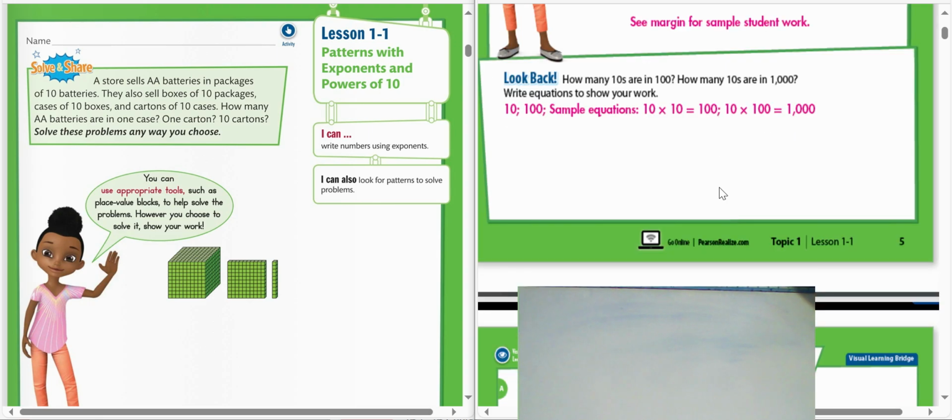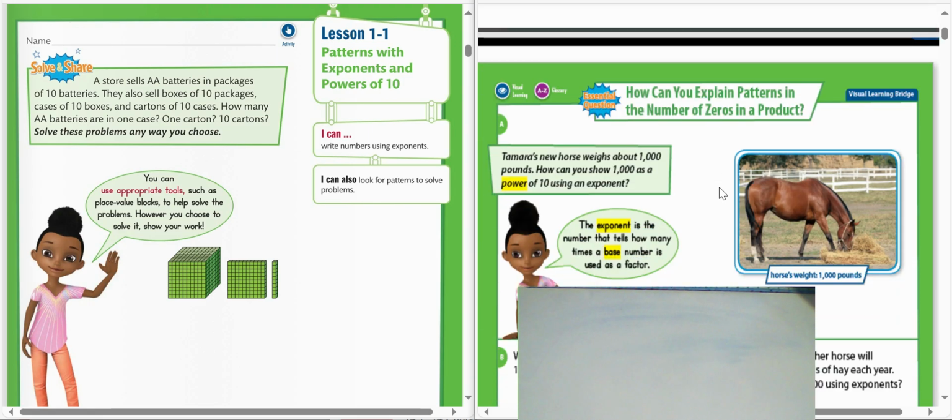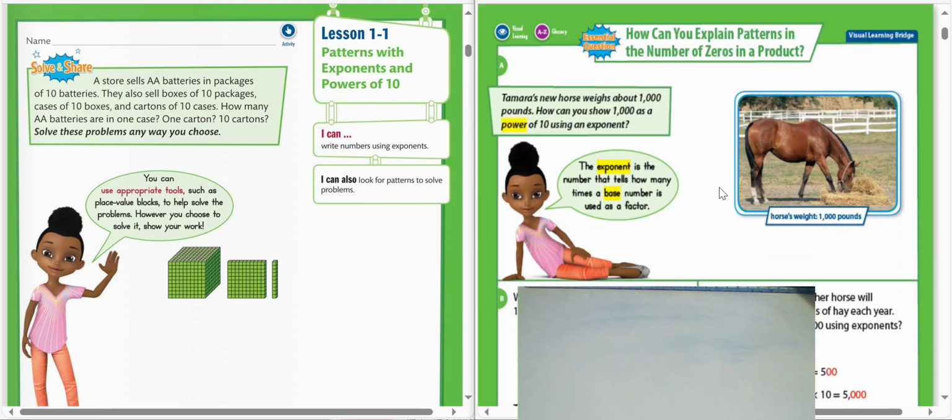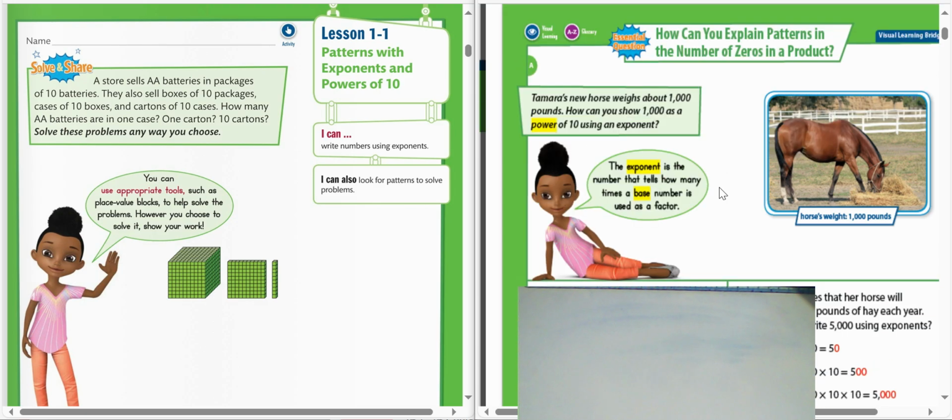Okay, we called it 100. Next page, look at this example. Explain the power. The exponent is the number that tells how many times the base number is used as a factor.